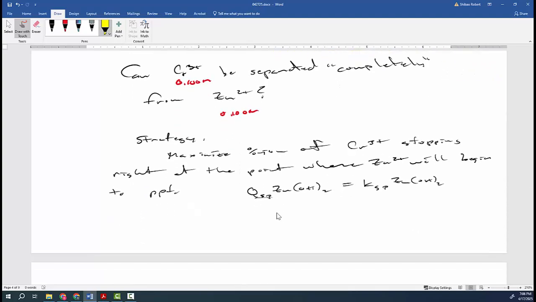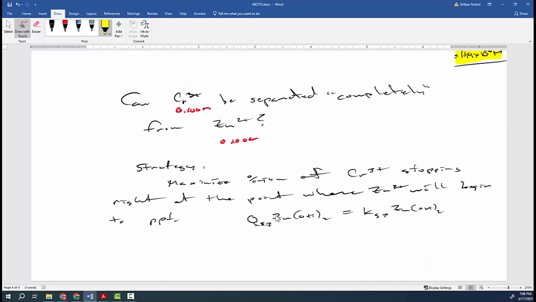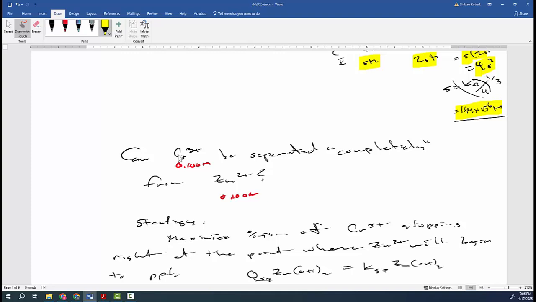What do I do here? Chromium? No, iron. And so the question is, can iron 3 plus be separated completely from zinc 2 plus? That's supposed to be an iron 3 plus, not a chromium. Let me fix that here. So this is, can iron 3 plus be separated completely?